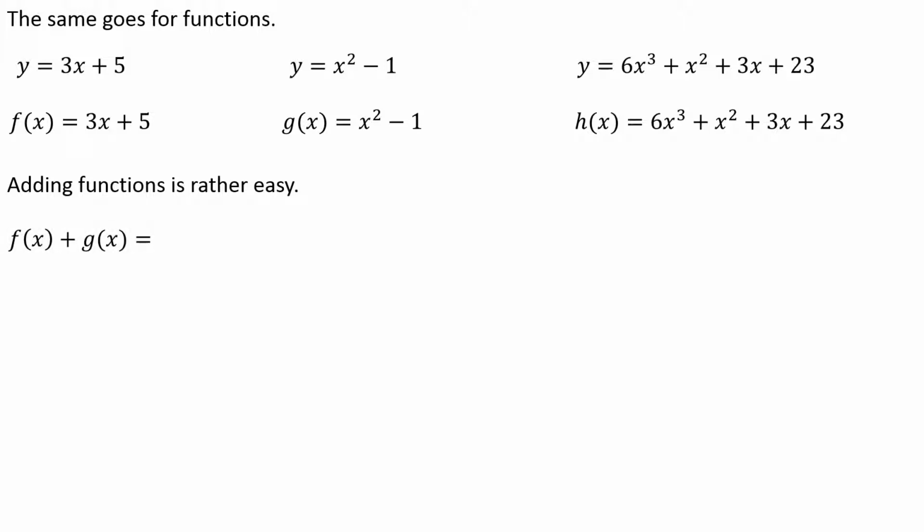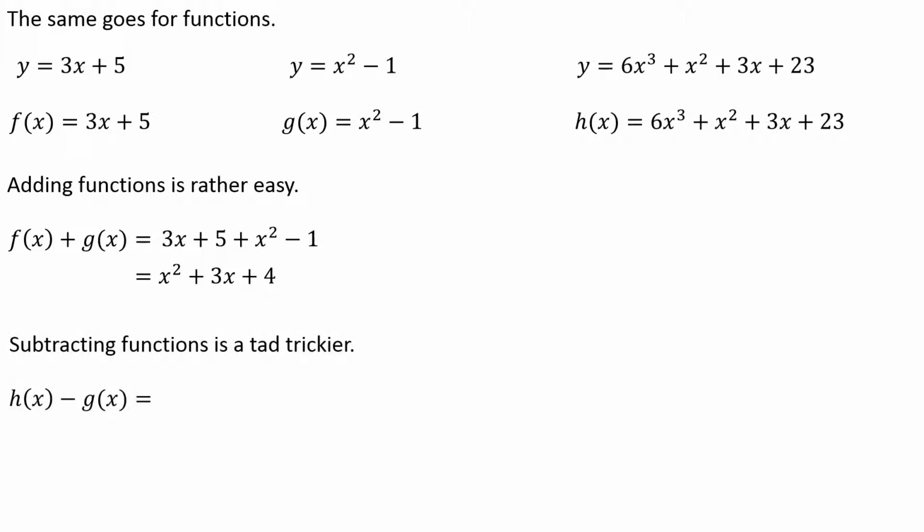Addition is a piece of cake. We just add them together. We're just going to combine like terms. So I see the x squared, and then I have the plus 3x. Finally, 5 take away 1 is 4.